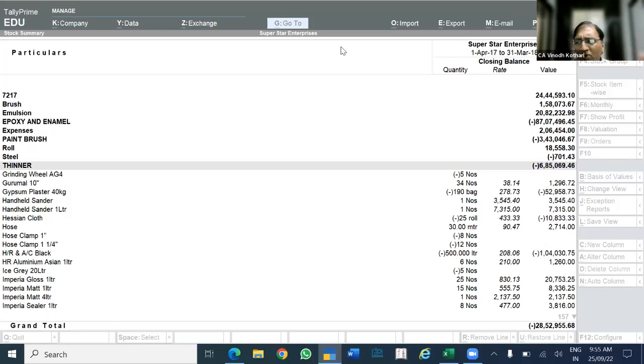Always remember, process is very important. If you understand the process, you should be able to find out where you made a mistake. For example, if the bank balance is not correct in the balance sheet, where is the mistake? Either you have entered the value wrongly or you have not passed some entry. So you should understand the process.